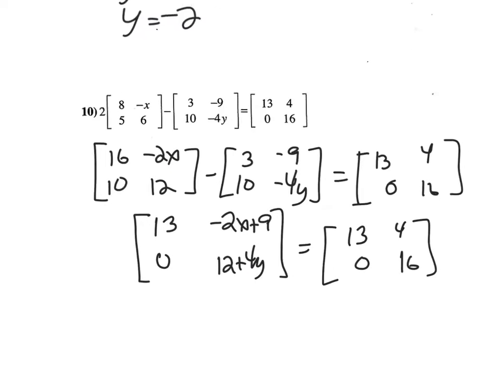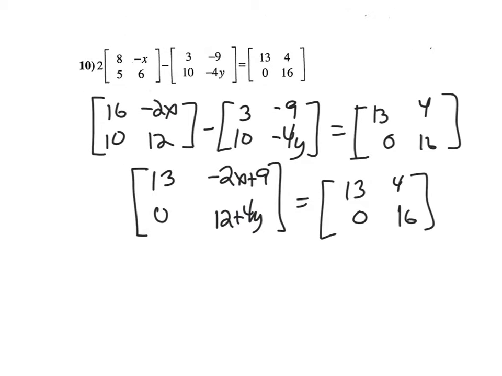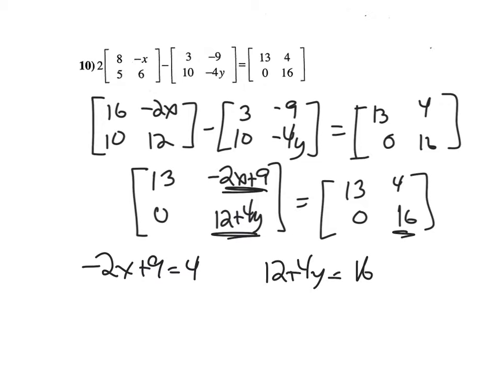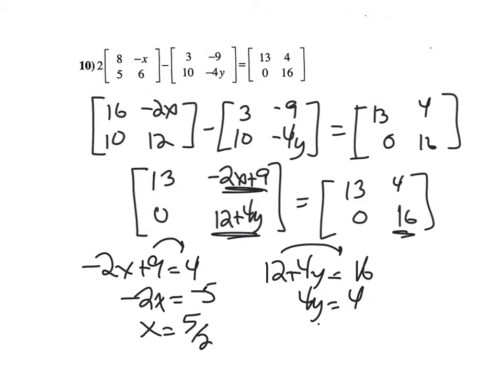What that tells me is the negative 2x plus 9 has to equal the 4, and also the 12 plus 4y has to equal the 16. So I'm going to work both those out. I'll move the 9 over. That gives me negative 5. Divide both sides by negative 2, you get 5 halves. This one, move the 12 over, you get 4. Divide by 4, you get 1, and there's your x and y. All you got to do on those.